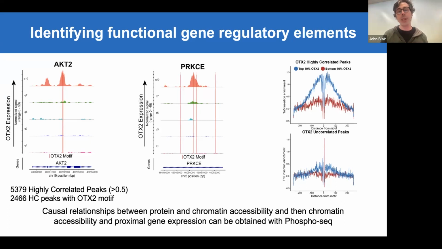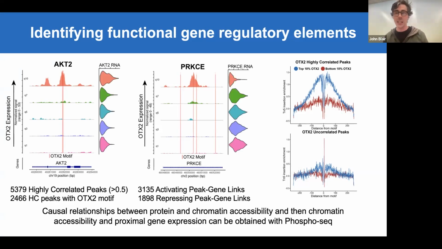So now we want to bring this and tie this into RNA. And so with RNA, we look for RNAs that are correlated with our protein expression and also proximal to our highly correlated peaks with OTX2 motifs. And when we do that, we then get a series of peak gene links that we can separate into two bins.